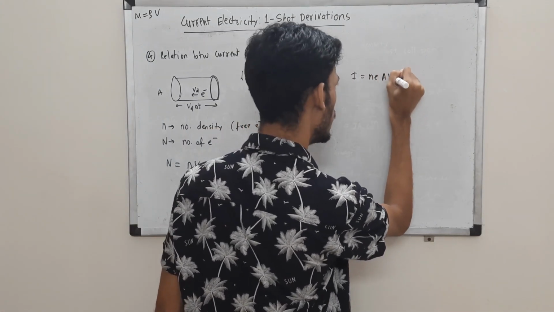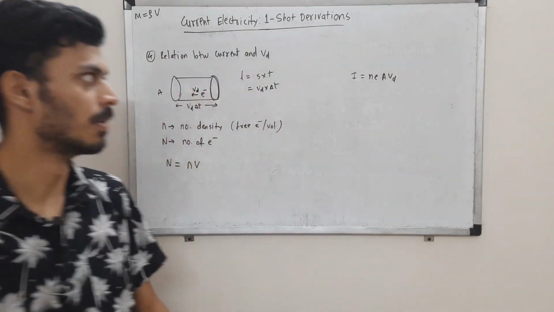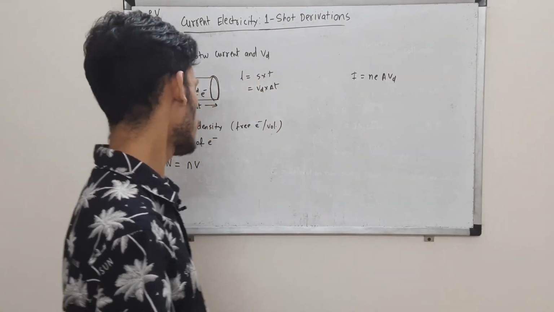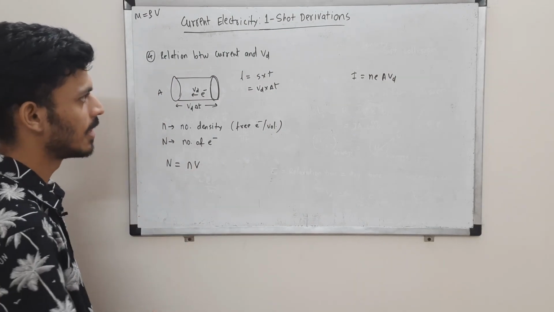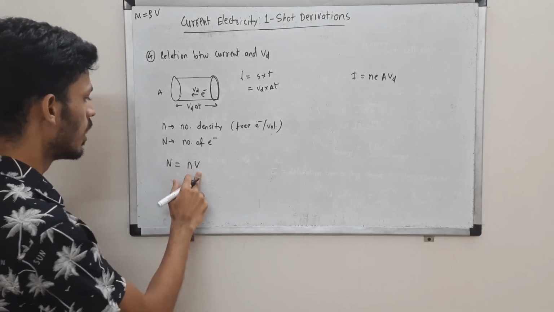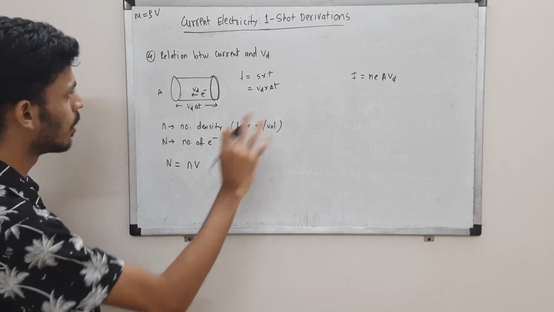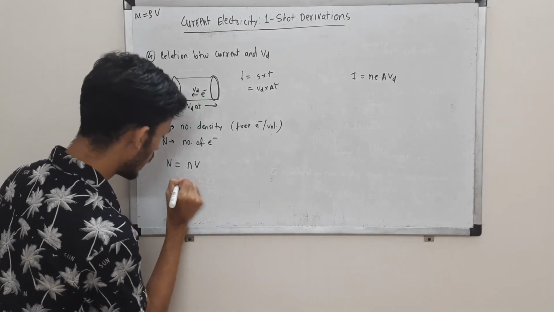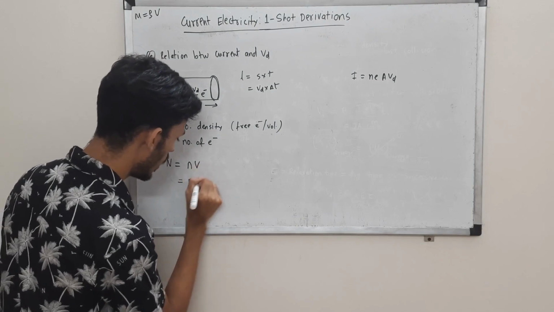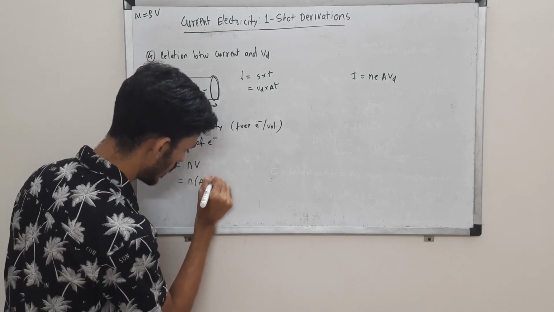I hope you remember this relation from the last class. So we are supposed to reach there. We want this n, the number density, which is present in the formula. This volume, however, is not there. Volume can be expressed in terms of area and length, right? So we can say volume is area times length.